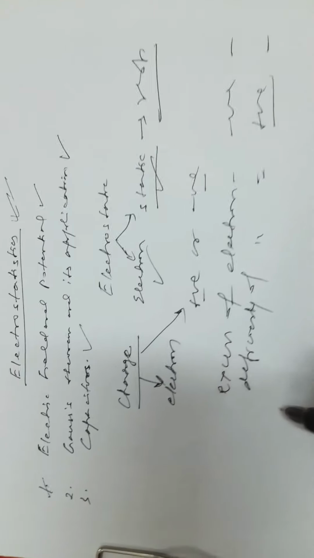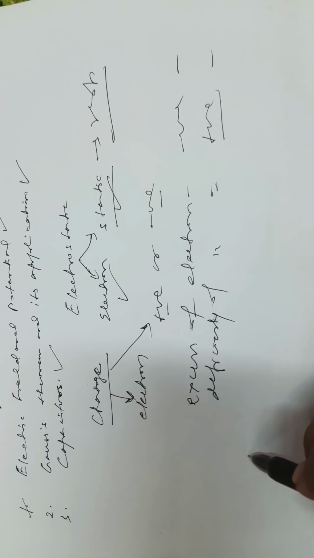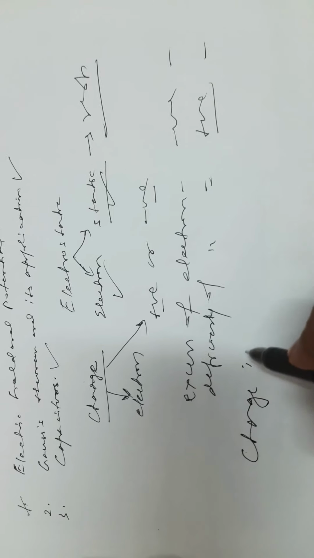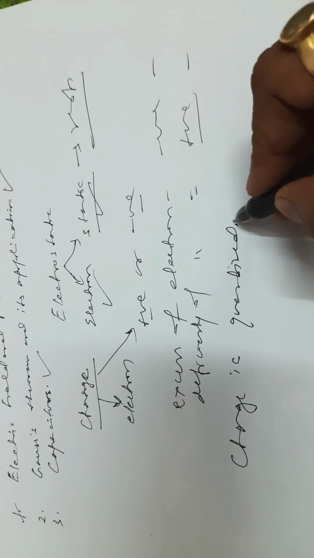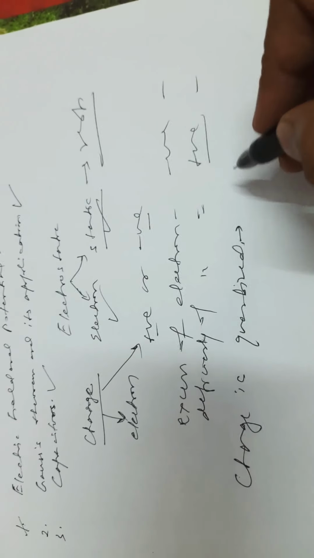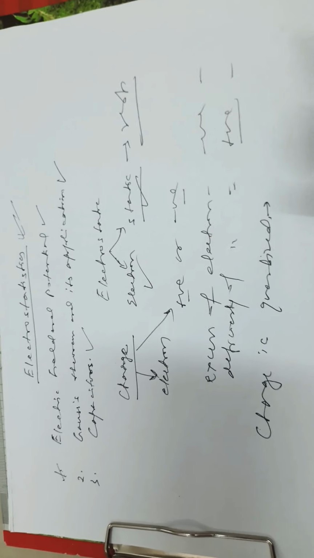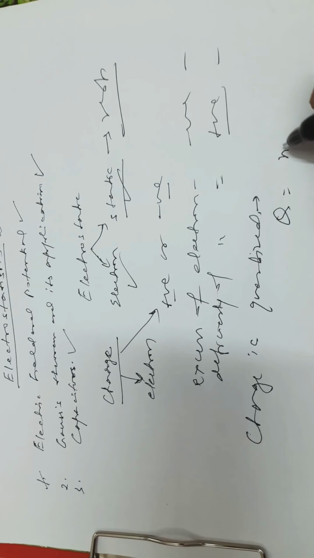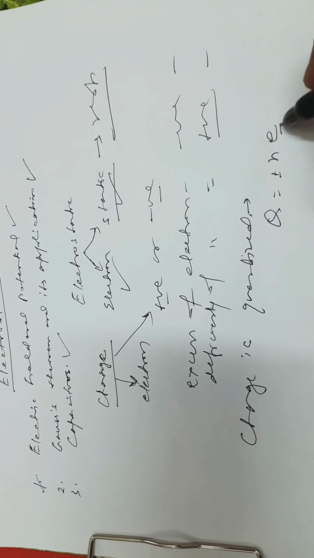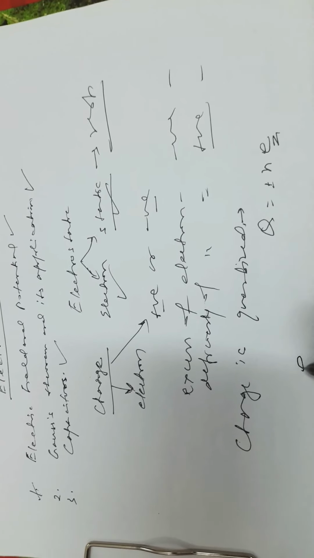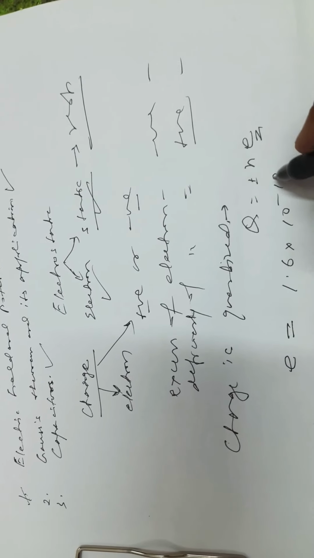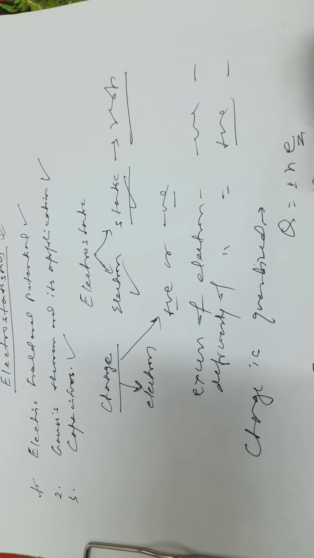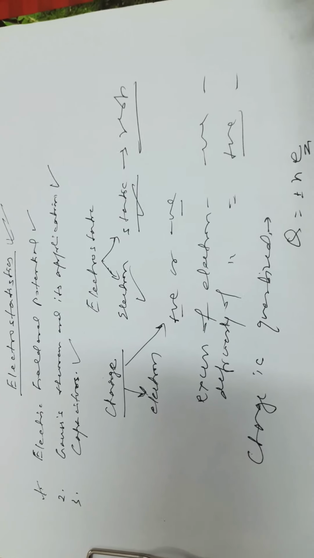Now, charge is basically quantized. Quantized means it does not exist in a fraction or something like that. Rather, it will be available in an integral form, something like plus or minus Ne. The smallest unit, or the smallest magnitude of charge, is 1.6 into 10 to the power minus 19 coulomb. So when you say a unit of charge, it simply means 1.6 into 10 to the power minus 19 coulomb.